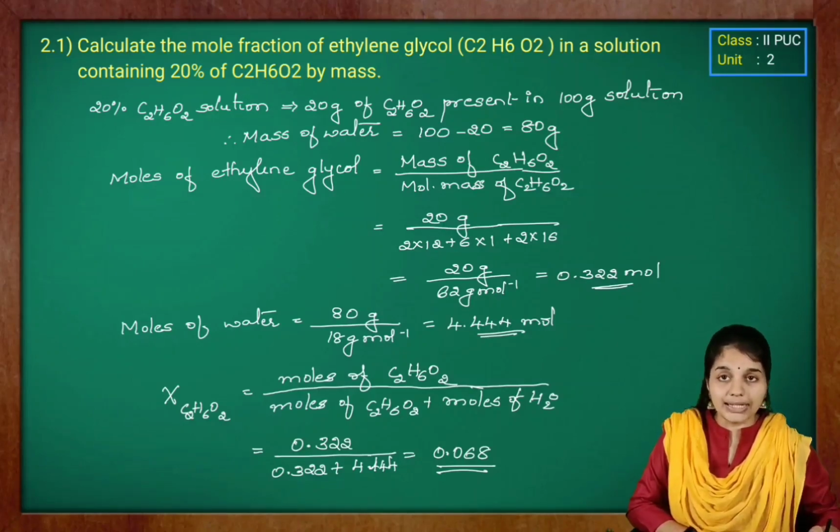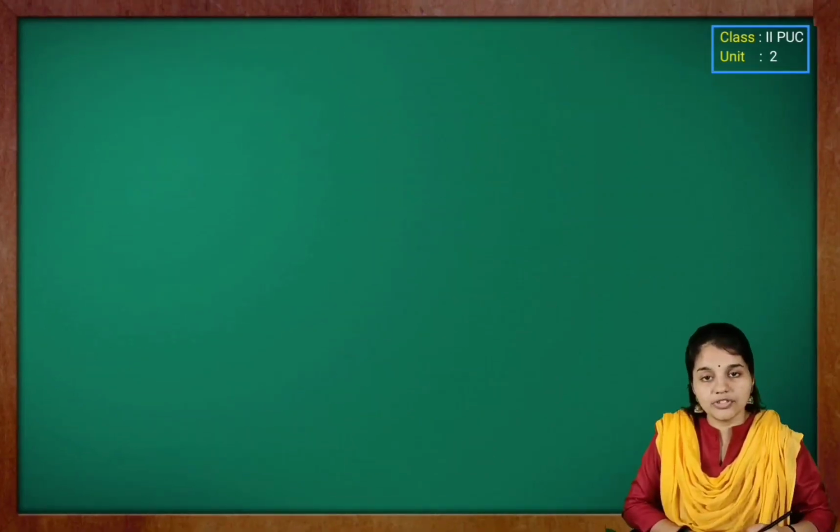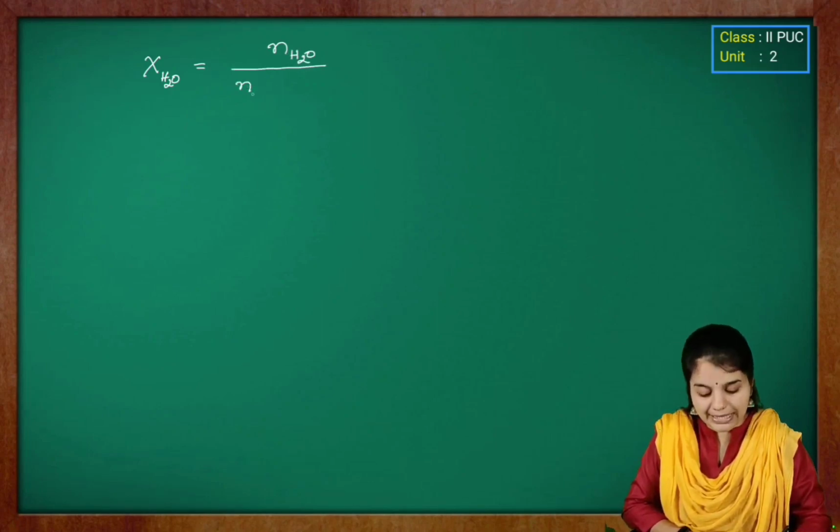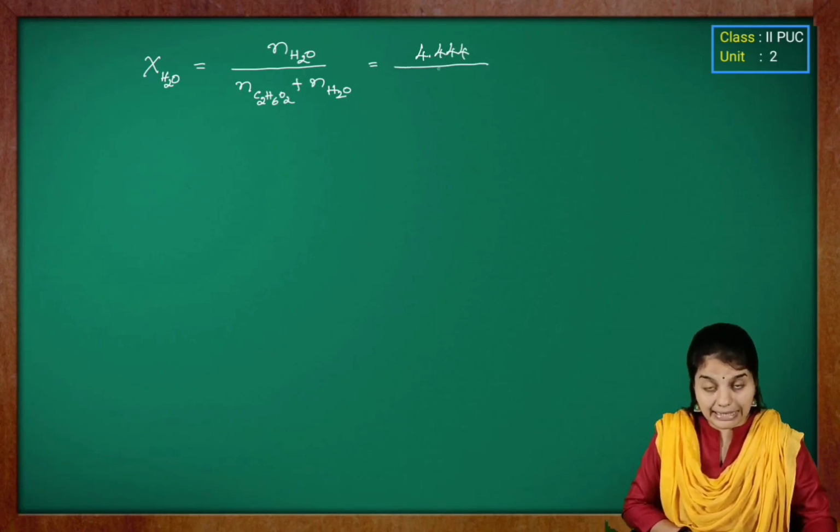Similarly, if we are asked to calculate mole fraction of water, let us see how we can calculate it. Now we shall calculate the mole fraction for water. So chi for water is number of moles of water divided by number of moles of ethylene glycol C2H6O2 plus number of moles of water. So we have number of moles of water, that is 4.444 moles, divided by moles of ethylene glycol 0.322 plus 4.444, and this is equal to 0.932.